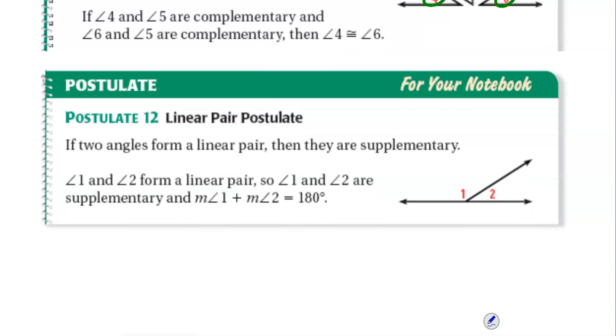Then we have postulate 12. This is our linear pair postulate. If two angles form a linear pair, then they are supplementary. So angles 1 and 2 form a linear pair in this picture. So angle 1 and 2 are supplementary, and the measure of angle 1 plus the measure of angle 2 does equal 180 degrees.